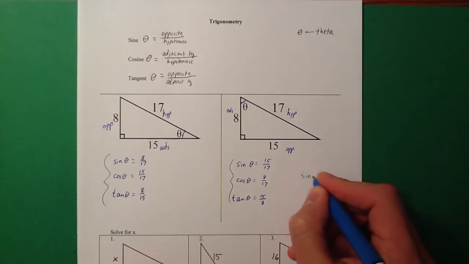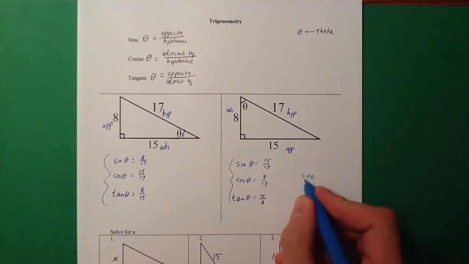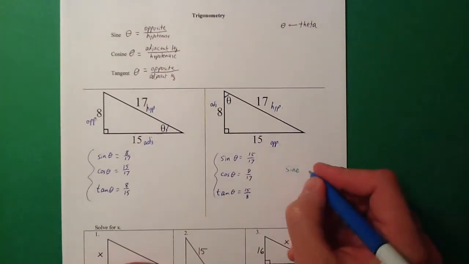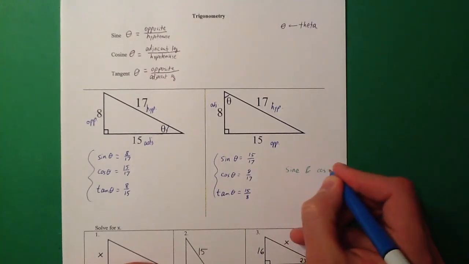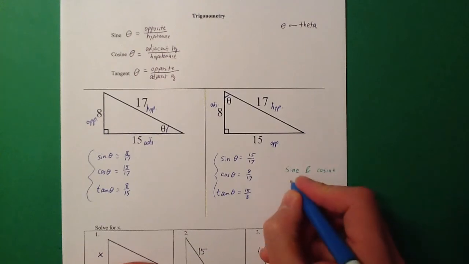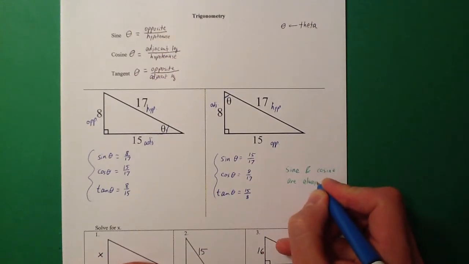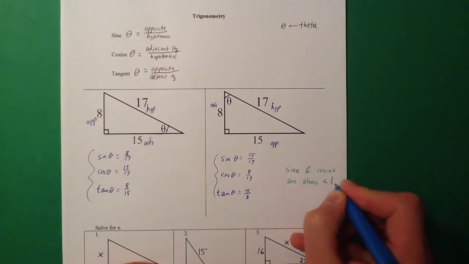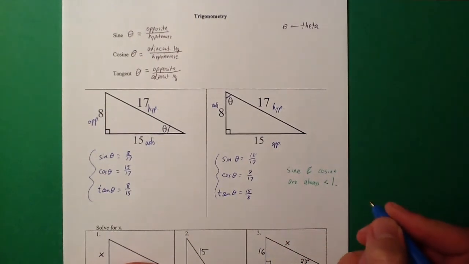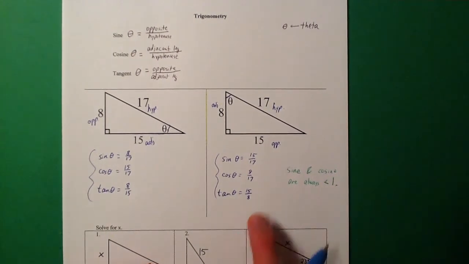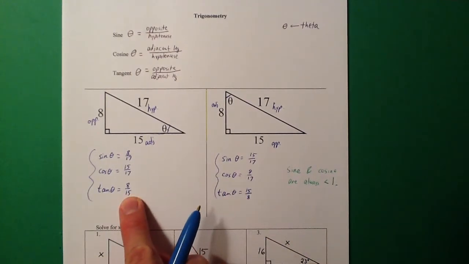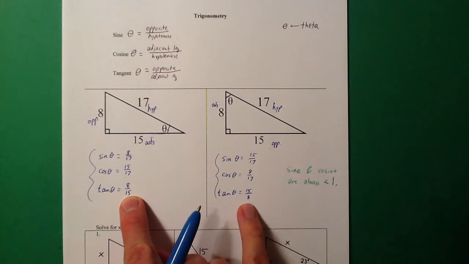Sine. By the way, it's abbreviated by the first 3 letters, but you probably figured that out by now. Sine and cosine are always less than 1. Always. If it is greater than 1, you done messed up. Now, tangent can be bigger than 1. This one is not. It doesn't have to be bigger than 1, but it can be bigger than 1.